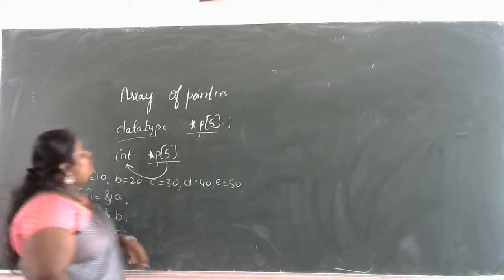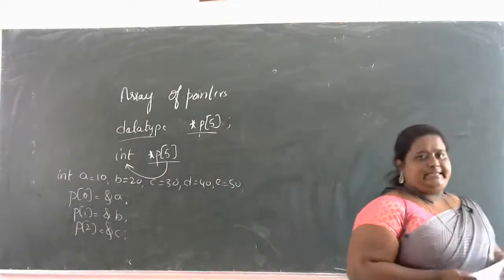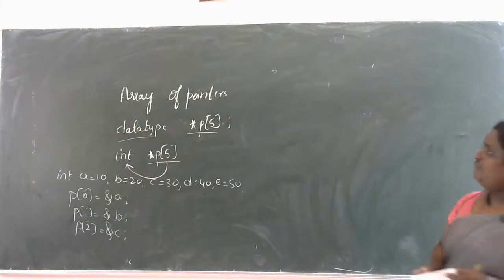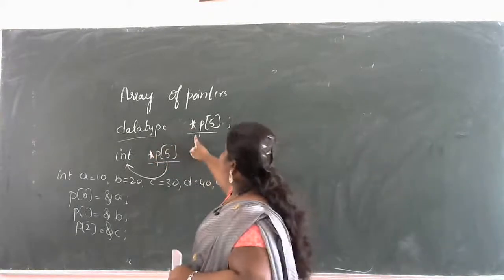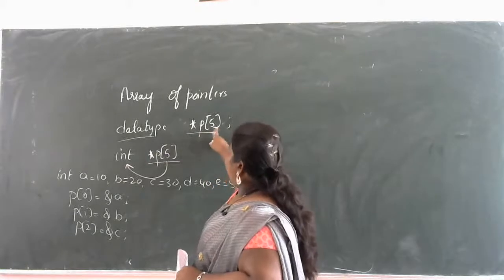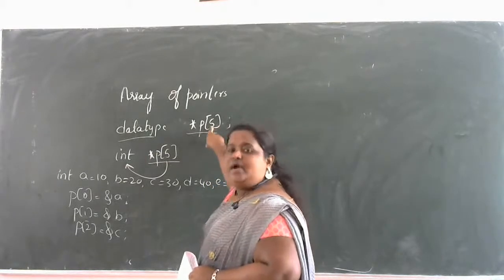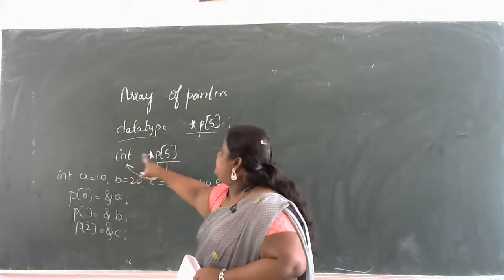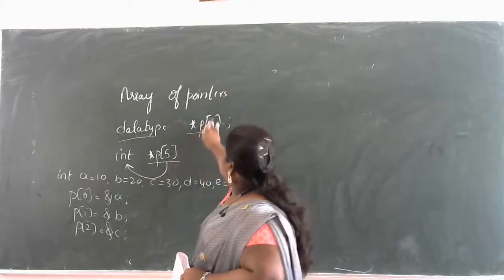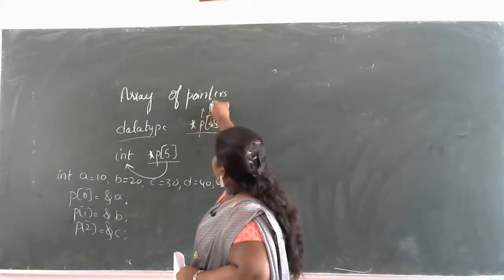Array of pointers means it's a collection of addresses. What is the declaration? Data type star p of 5. p of 5 means you can store 5 addresses of type int. For example, int star p of 5. Here you have the size, array name, and pointer variable.